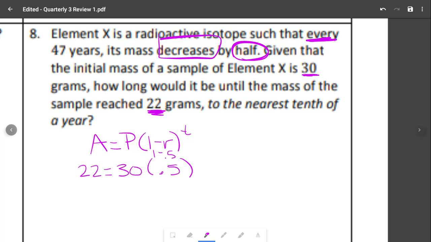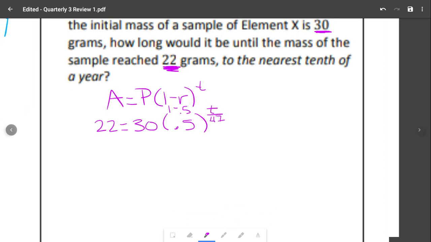Now this one has the word every in there. It's not happening all the time, this decrease. It is happening every 47 years. So remember, the word every means to divide. So you are taking your exponent t and dividing it by the 47. And now we're back to solving a problem like we did in question 6. So we're going to start by dividing out the 30. They were being multiplied, so we want to divide.